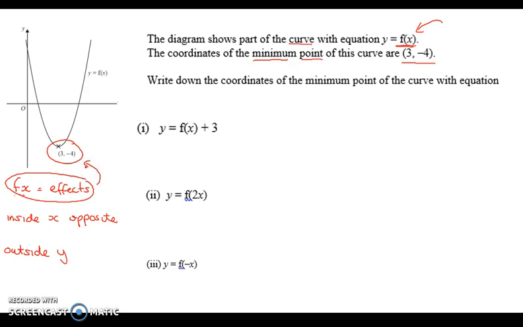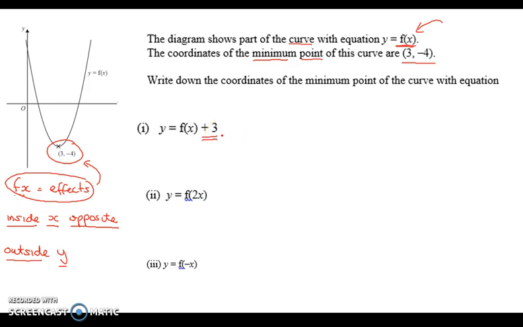All right. And the only two rules that you have to remember are: if the instruction is inside the bracket, it only affects the x coordinate, but you must do the opposite to what it's telling you to do. If it's outside the brackets, then it only affects the y. So let's have a look at our first instruction. It says plus 3. Now, is it inside or outside the bracket? Well, it's outside the bracket, so it's only going to affect the y value.